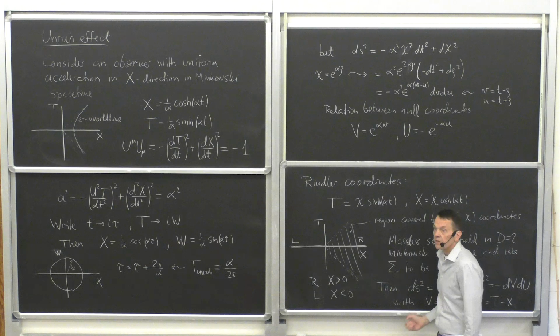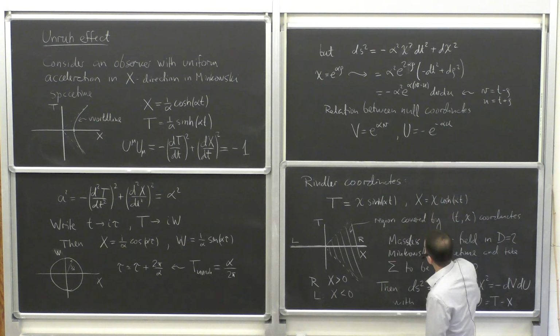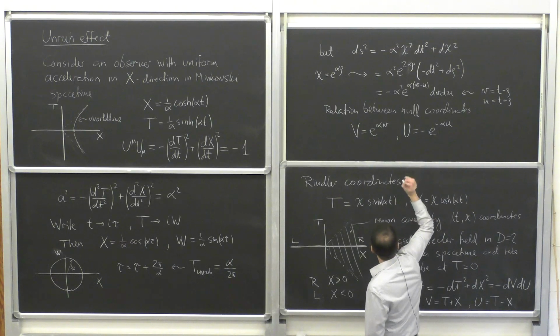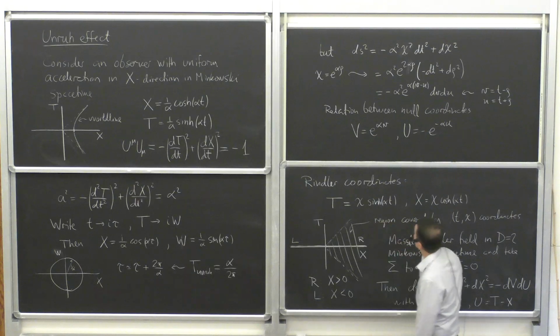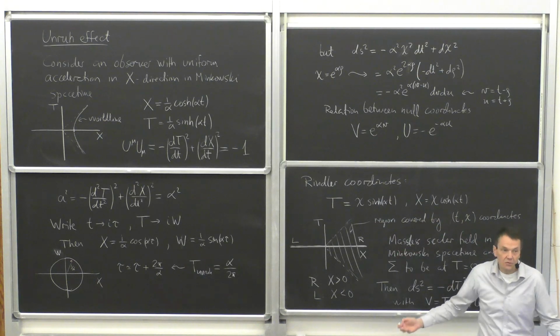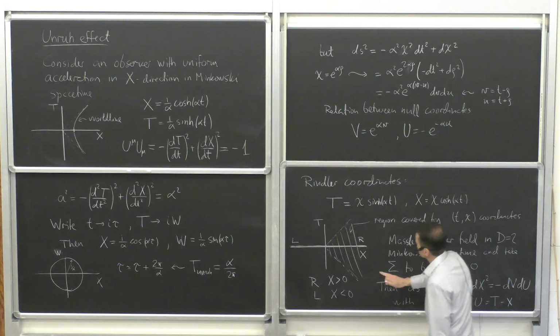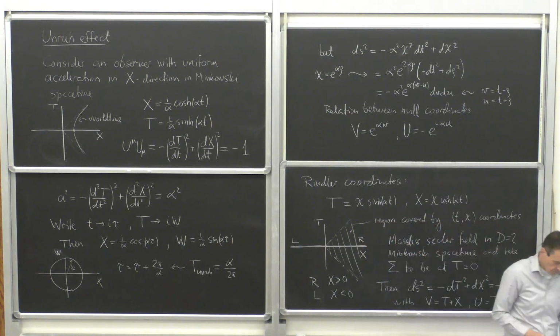So in Rindler space, if we had started with the Rindler metric, we would have said the metric is degenerate along here, but we would then realize that this is, of course, a coordinate singularity. We can switch to the Minkowski coordinates and cover the whole plane. So the analogy is quite strong here.